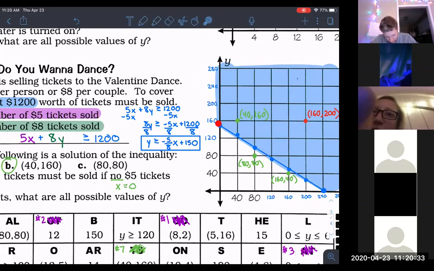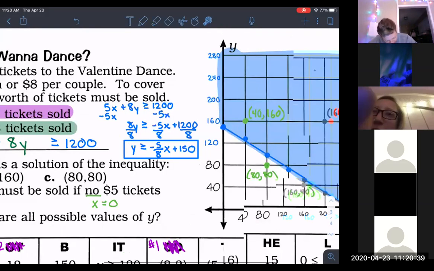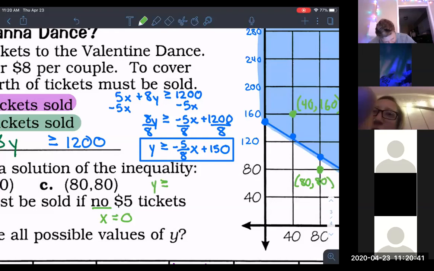140 or 150. What is it? Yeah, it was 150, right? That's our y-intercept. It should make sense if we take the inequality and put a 0 in for x. Then this whole term is just going to be 0, and that drops out. Y is greater than or equal to 150. So 150 is the bare minimum they can sell.